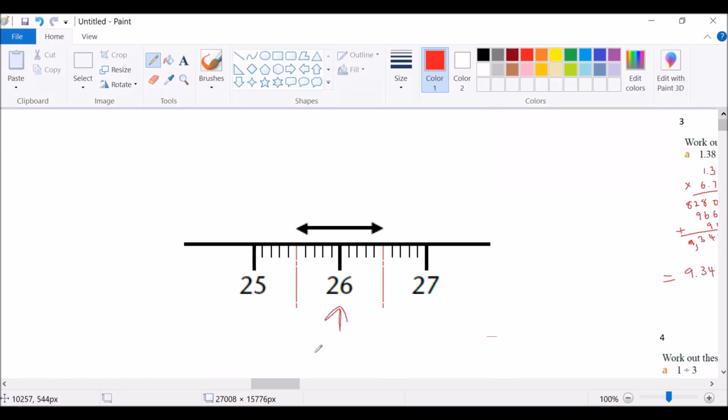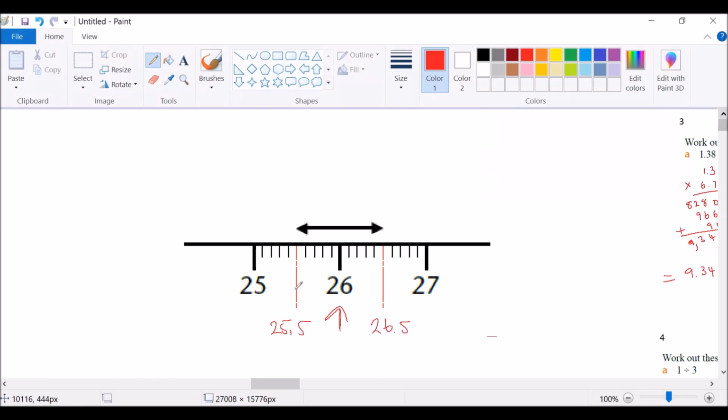26 is here. We want numbers that are closer to 26 than 27 and 25. Our accuracy is to the nearest centimeter. So we consider the previous centimeter and the next centimeter to 26. And then we want to find what is closest to 26 than 27 and 25. Now, halfway between 26 and 25 is 25.5. And halfway between 26 and 27 is 26.5.